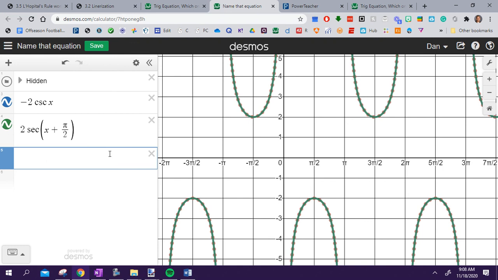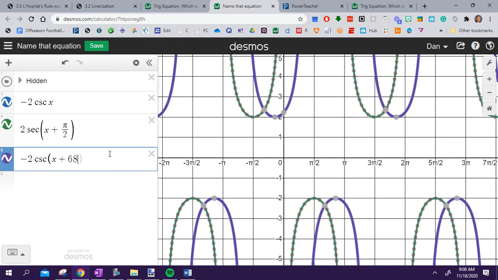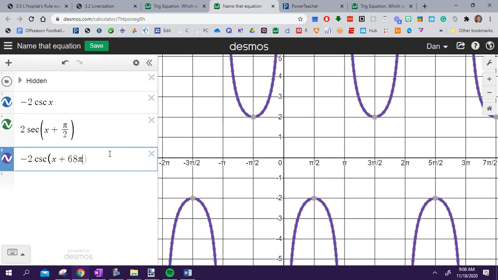Aaron and Ella, what you guys got? Negative 2 cosecant x plus 68 pi. I like it. We know that the graph repeats every 2 pi, so we could get pretty creative and throw a whole lot of numbers in there, but no one else has 68 pi, I'm guessing. Good job. So we're just going to start again here in the middle and go down. Let's try to avoid those in the future, but I like it anyways. In the back, what you got for us?